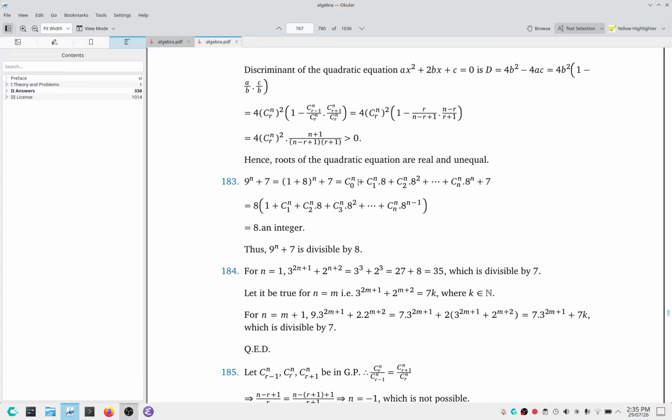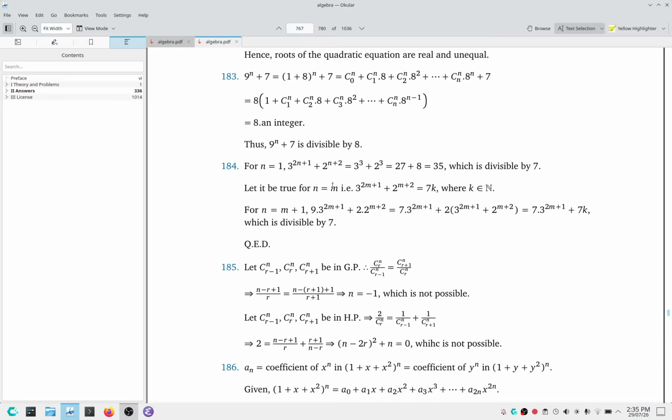Now this 7 plus nC0 will be 8. So we add them and we take 8 out. We get 8 times (1 + nC1 + nC2 times 8 + nC3 times 8 squared, and so on), which is effectively 8 times an integer. Therefore, it is divisible by 8.